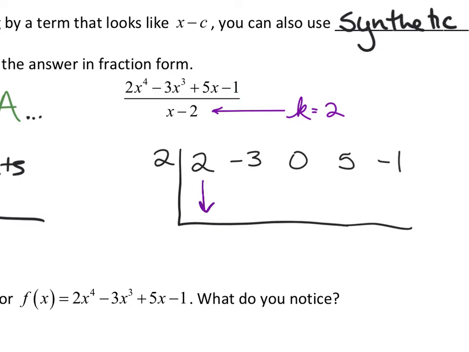Bring down. First step, bloop, drop it down, bring down. You multiply the number on the side times the number you just brought down. So 2 times 2 is 4.